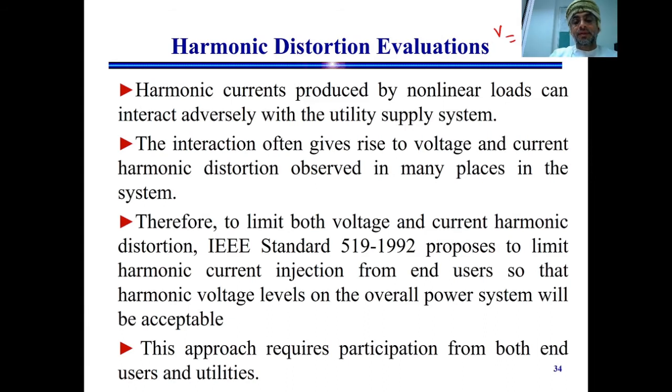Therefore, to limit both the voltage and the current harmonic distortion, IEEE came up with a standard. They call it IEEE 519, published in 1992, and it proposed to limit the harmonic current injection from the end user, so that the harmonic voltage on the system will be acceptable. This approach requires participation from both the end user and the utility.